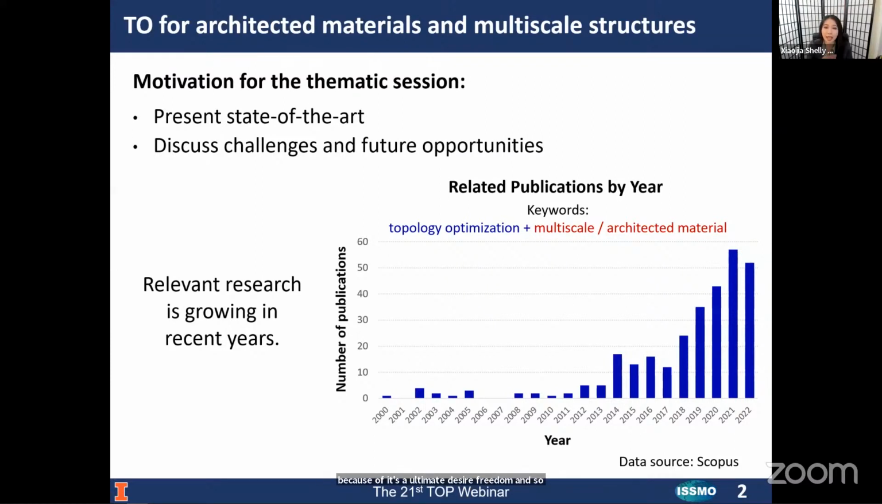Also, recent advances in additive manufacturing made this possible by realizing these optimized designs with complex geometry in order to validate them. I did a very quick search yesterday using the keywords topology optimization and multi-scale or architected materials. And here's what I found. You can see that there is a growing interest over the years, especially in the recent 2 years in this field. So the goal of this webinar is to assemble a group of researchers to present the state-of-the-art developments in this area, as well as discuss some challenges and opportunities in this direction.